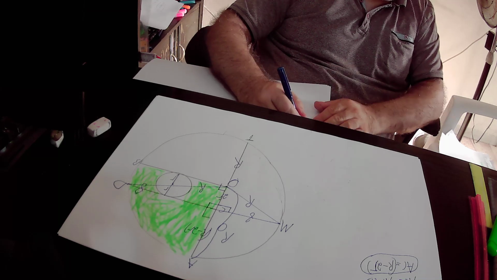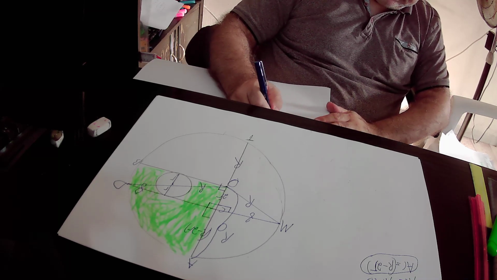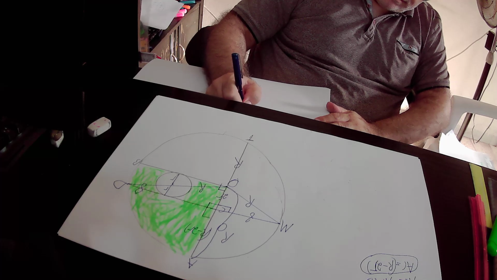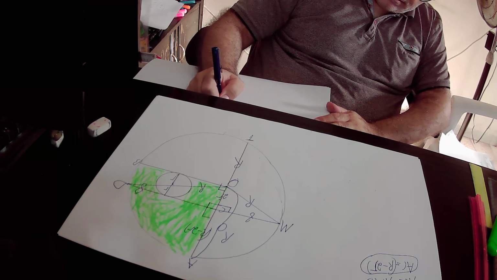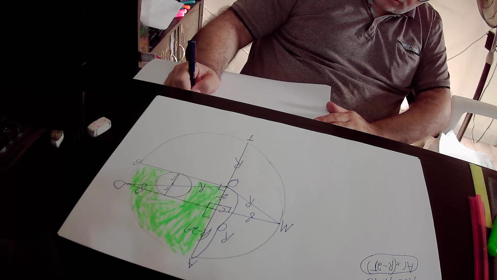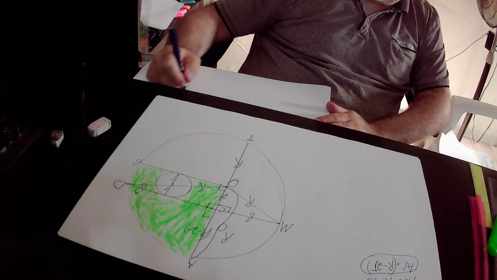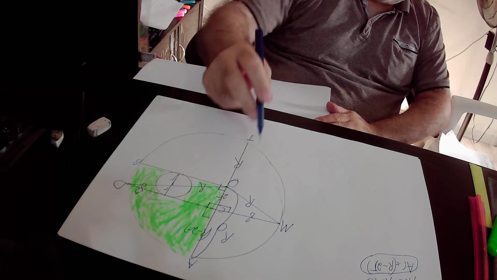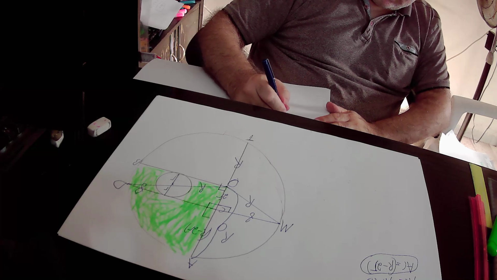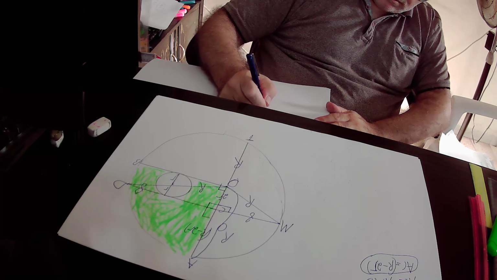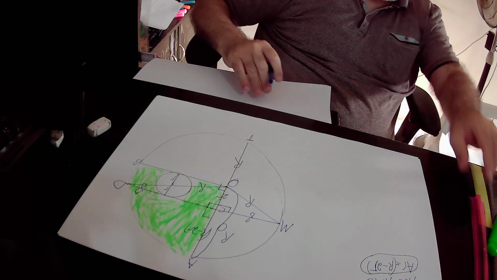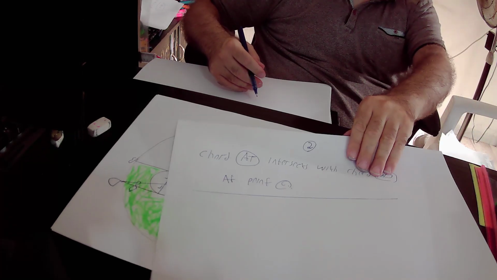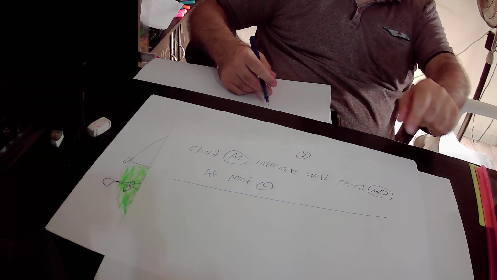We have chord AT intersects with chord MD at point C. Point C is the intersection point. I'll put it again. Chord AT intersects with chord MD at point C.